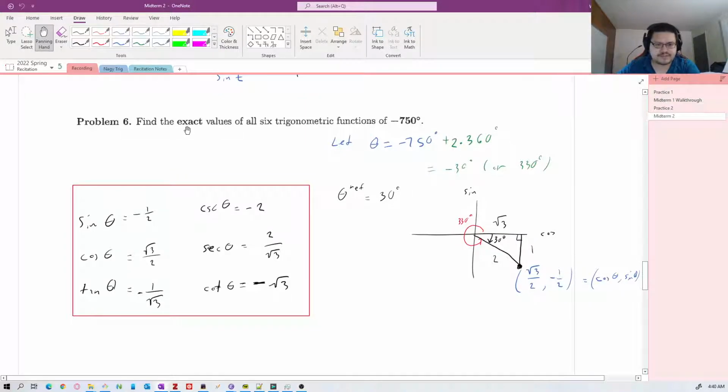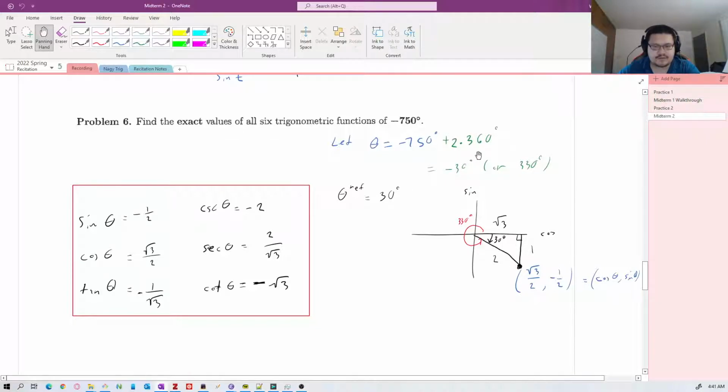Okay. Number 6. So we have this angle. This angle is inconvenient. It's outside of our usual, it's outside of 360 degrees. So we want to reduce the angle. And the way we do that is we get rid of multiple wraparounds of the unit circle. In this case, we want to add copies of 360 degrees to reduce the angle. And it turns out that we could add 2 copies and arrive at negative 30 degrees, or we could add 3 copies and arrive at 330 degrees.